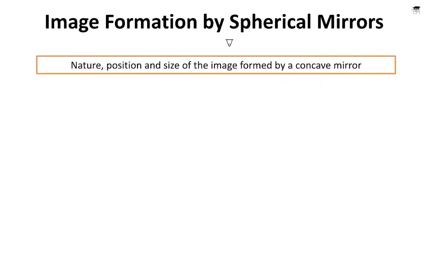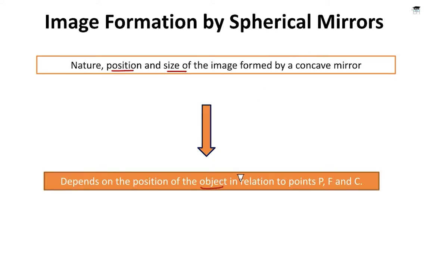Now we will explore the nature, position and size of the image formed by a concave mirror. It depends on the position of the object in relation to points P, which is the pole, F, which is the focus, and C, which is the center of curvature. Don't worry, we are going to study what these points are. But before explaining all this, let's see what type of images are going to be formed by spherical mirrors.